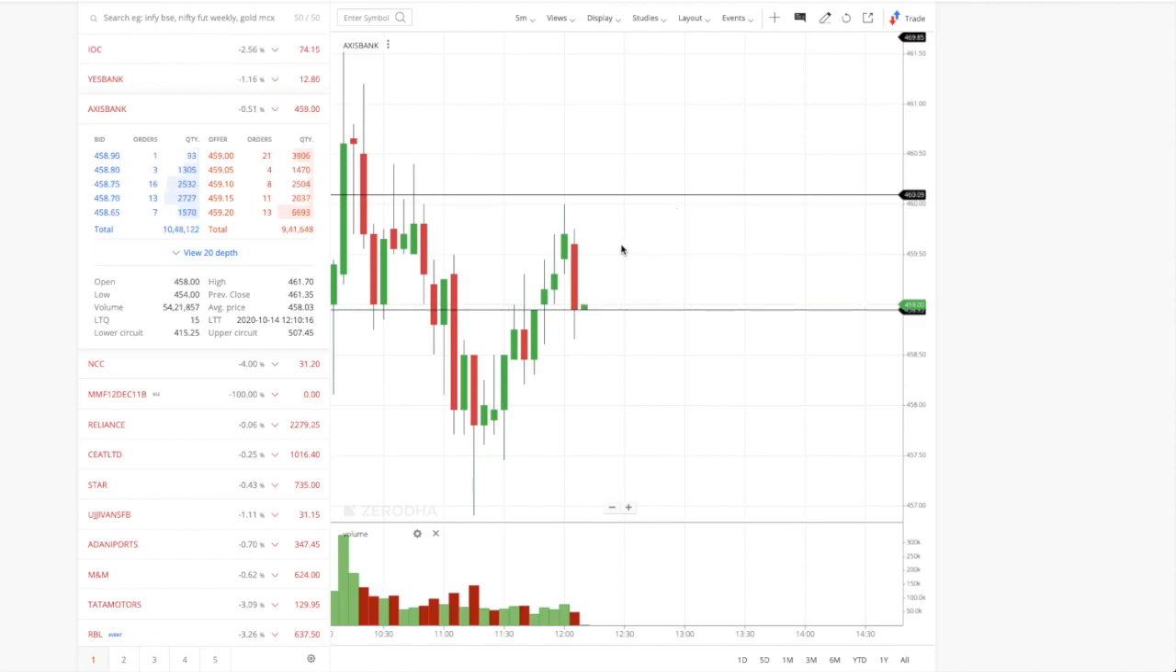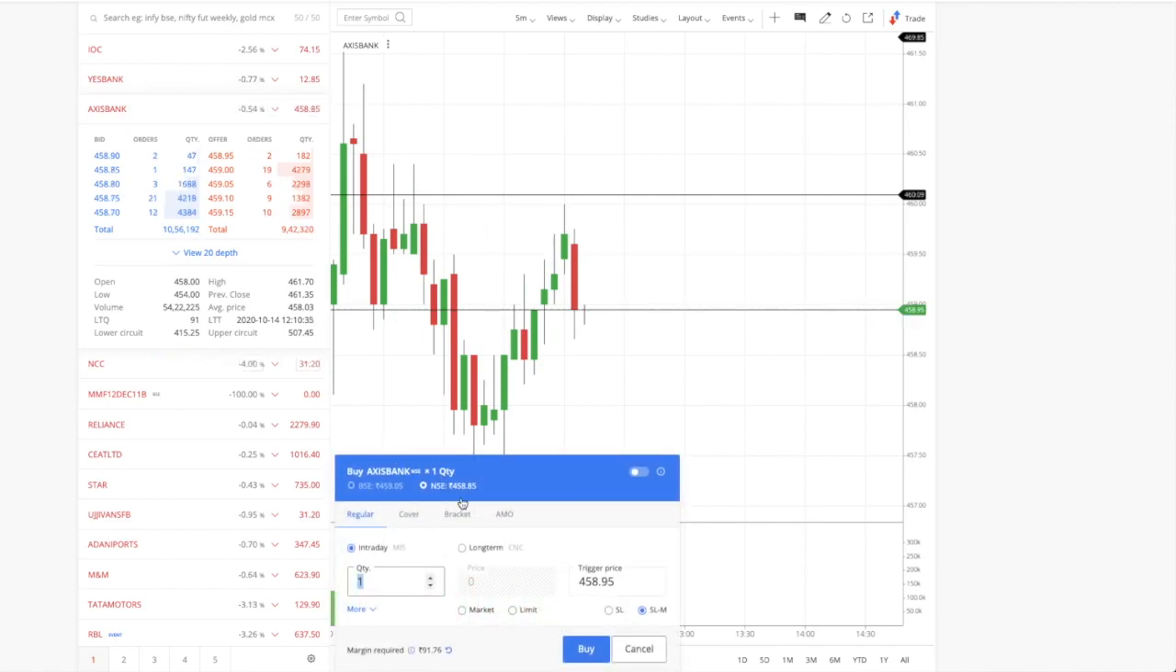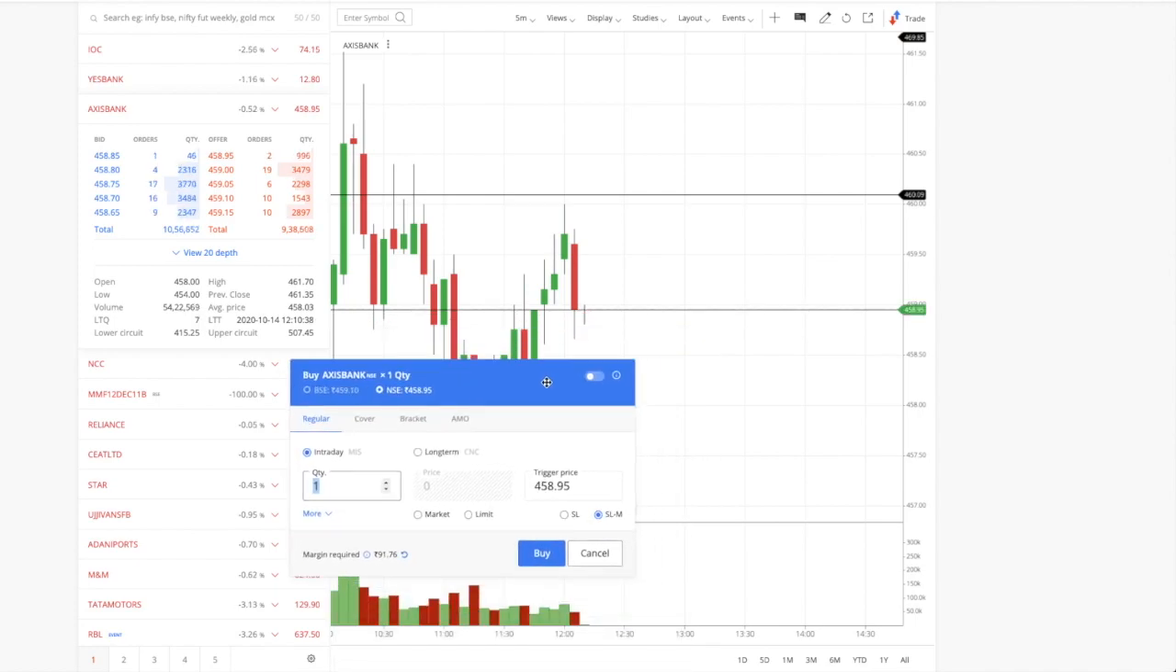So if you are using regular orders and you're keeping separate orders for your target and stop loss, make sure that once your target is hit, you cancel the other order. Or if your stop loss is hit, cancel the target order. Whatever pending order you have, make sure that you cancel it off. Got it. So that we have seen about regular orders.